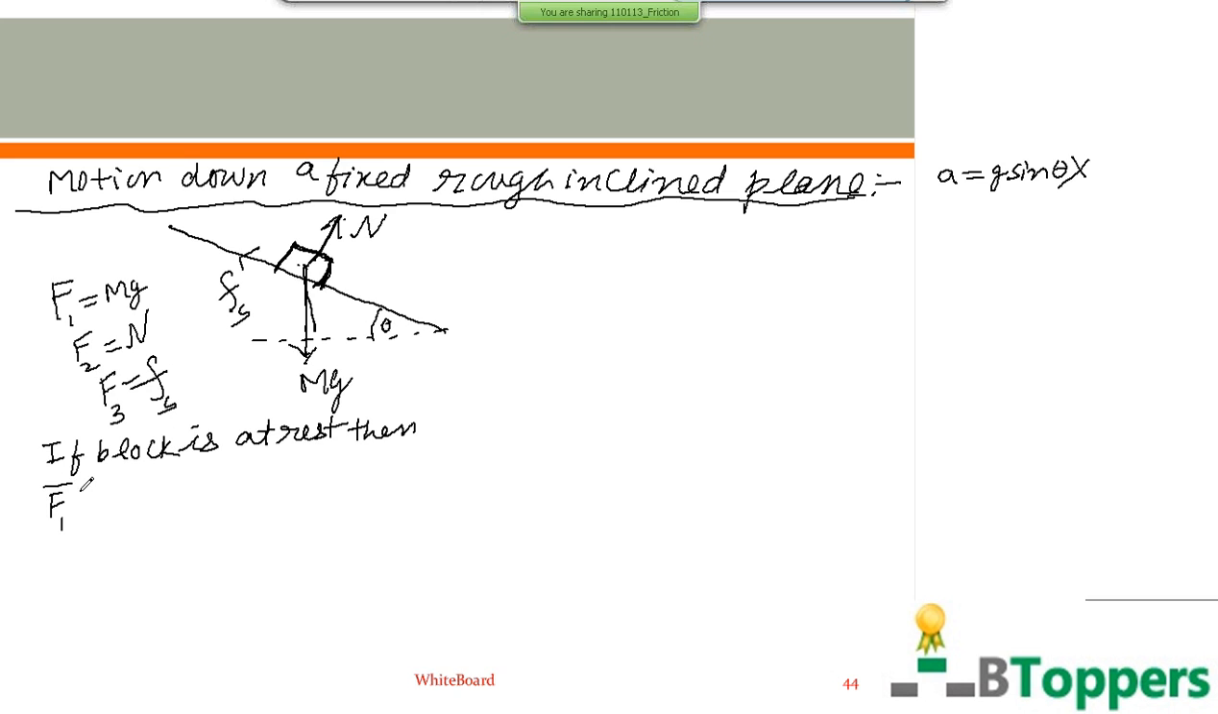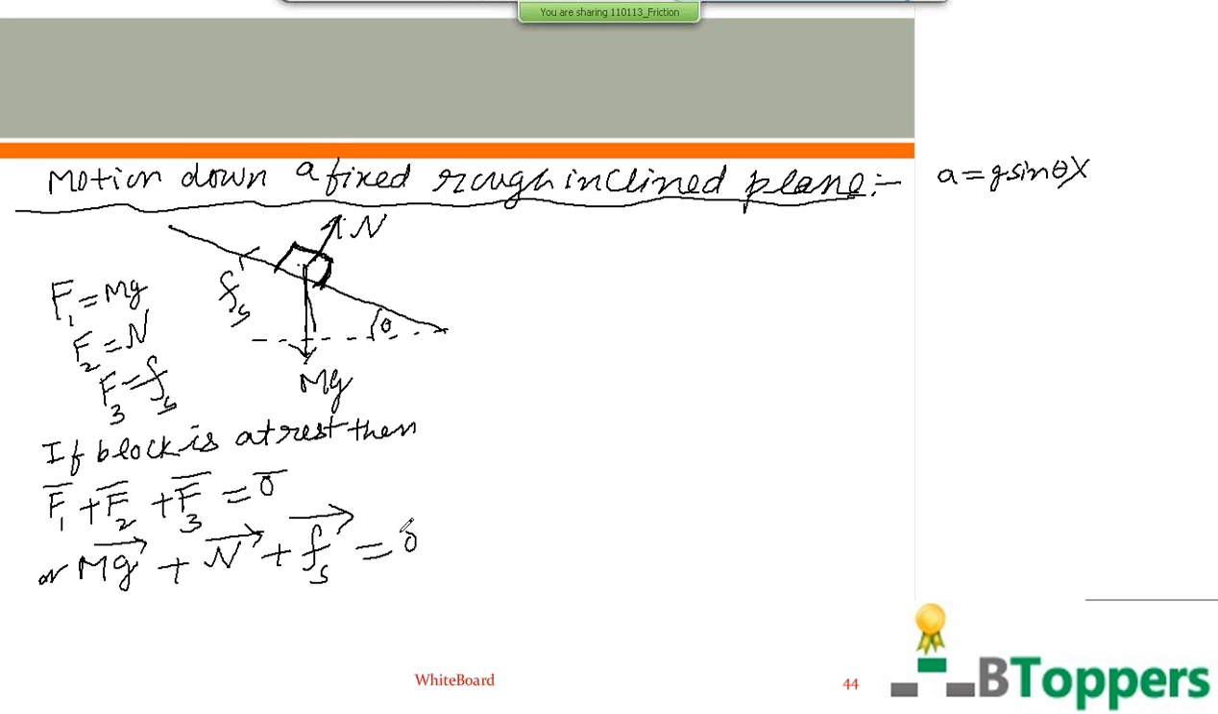That is F1 bar plus F2 bar plus F3 bar in vector form equal to 0 bar. That means the vector sum of the weight of the block, normal reaction force and friction force by the inclined plane will be equal to 0 vector. That means the vector sum of normal reaction and frictional forces on the block by the inclined surface will be equal to minus mg bar.